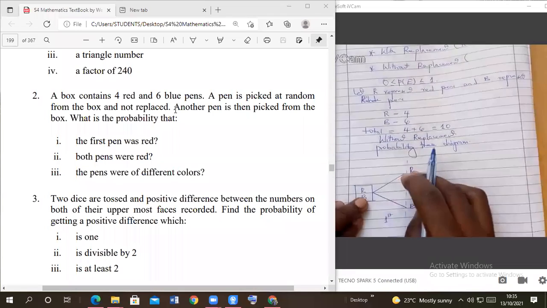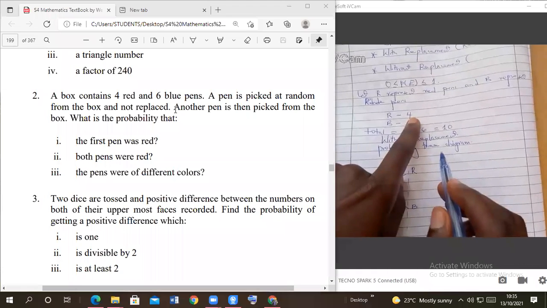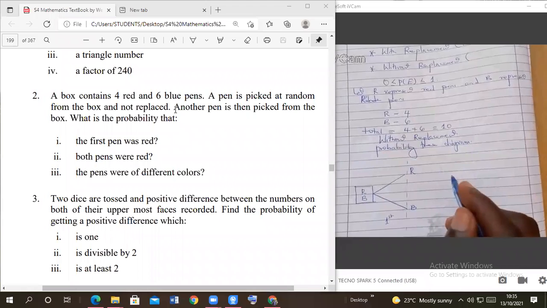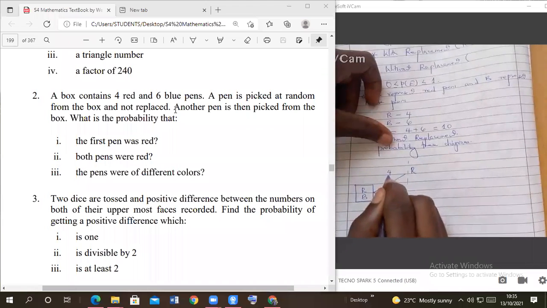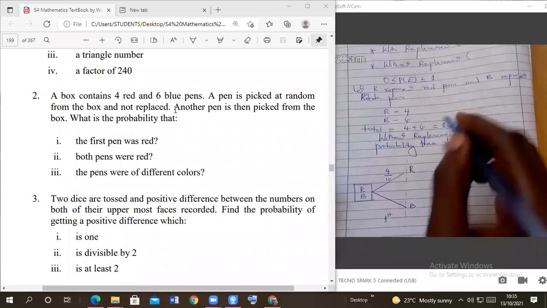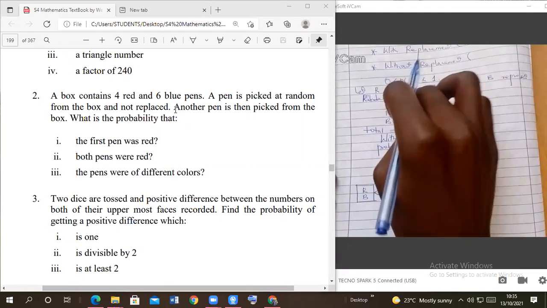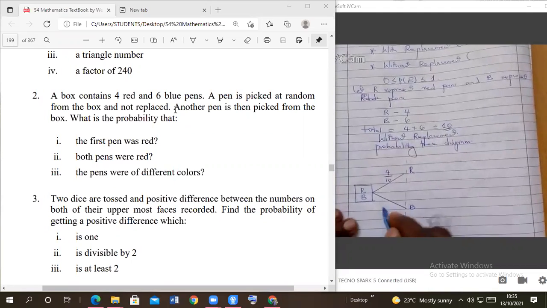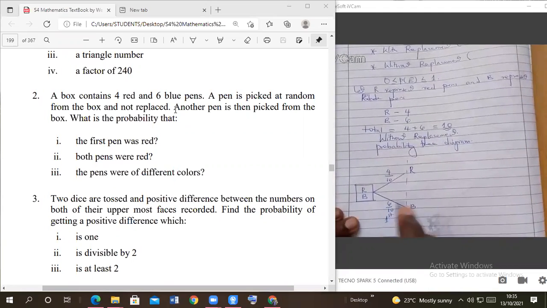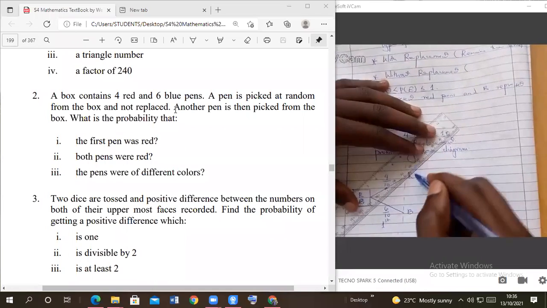So what's the probability of picking a red pen in the first picking? There were 4 red pens in that box, so it's going to be 4 over the total: the number of events divided by the sample space. Our sample space is 10, our event is 4. So 6 over 10. The second one, the second picking.